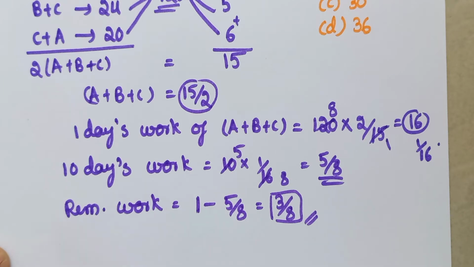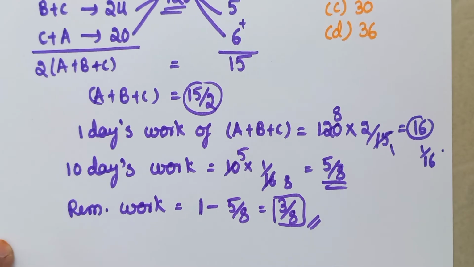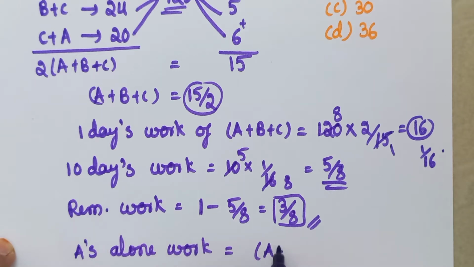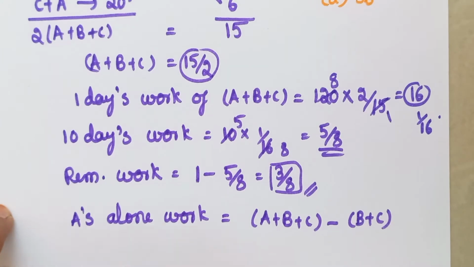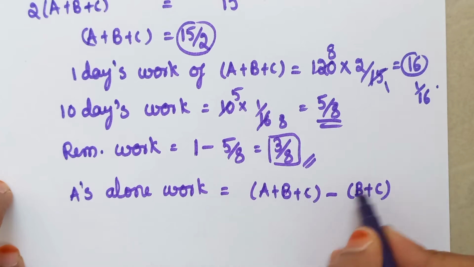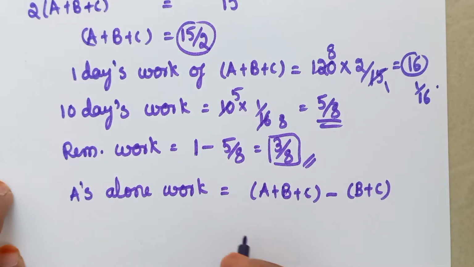So in order to find the number of days that A will take to finish the work, we first have to find A's work. A's alone work means what? We know the A plus B plus C 1 day's work, and we also know the B plus C 1 day's work. So if we subtract these two, B and C will get cancelled, and we will get only A's alone work.